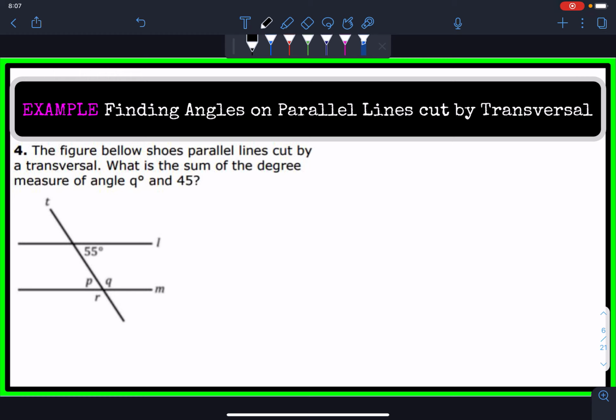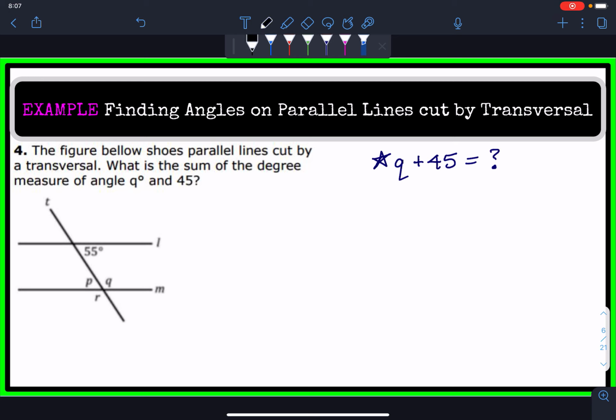Now, in example number 4, the figure below shows parallel lines cut by a transversal. What is the sum of the degree measure of angle Q and 45? So they want us to add Q. So let me write this down and put a little star on it. What they want us to do is get the value of Q and add it to 45 and identify, okay, what is that going to equal?